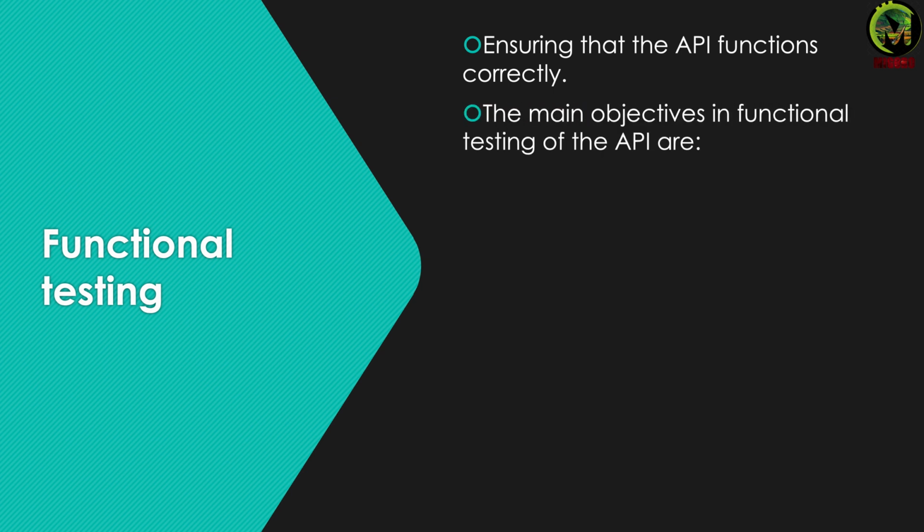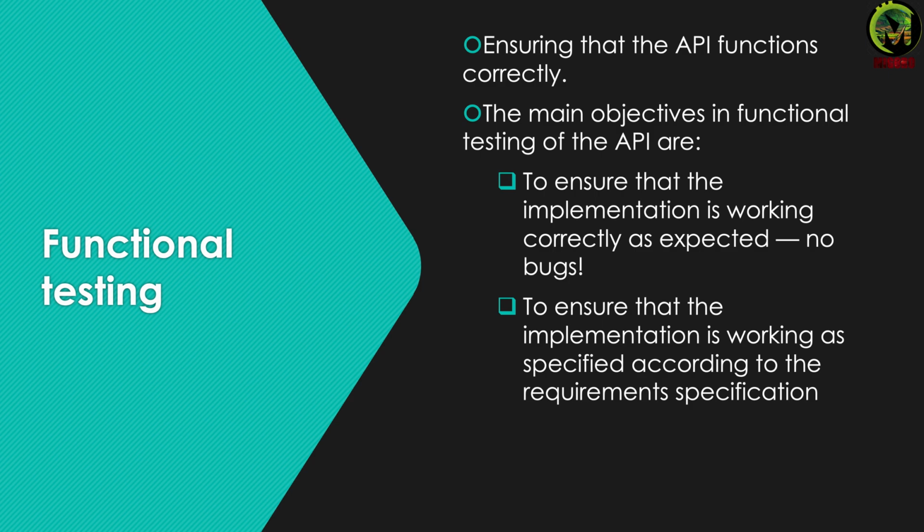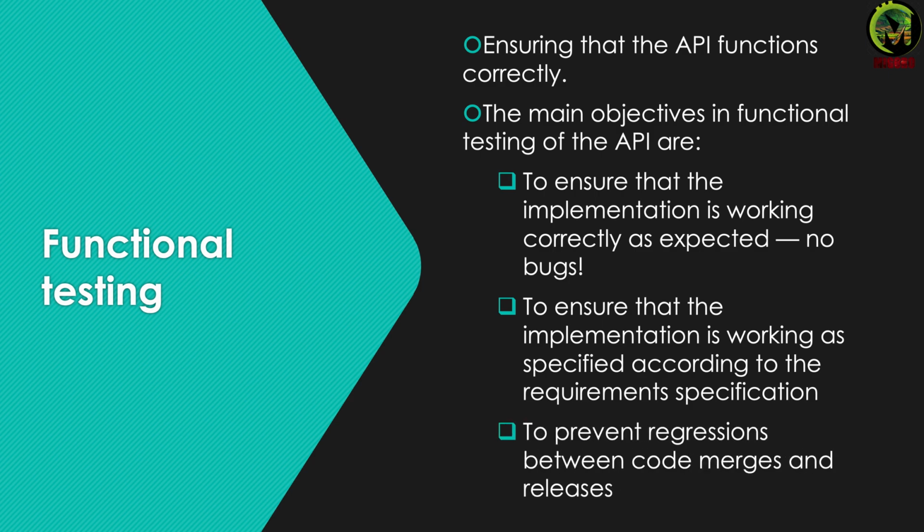The objectives of this would be very simple: to ensure the implementation is working as expected, the implementation is as per the requirement specs, and to prevent any regressions between code merges and releases. Once we take care of all the three, we are good with functional testing.